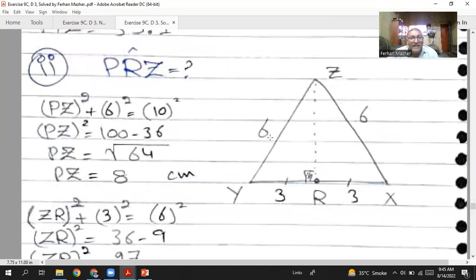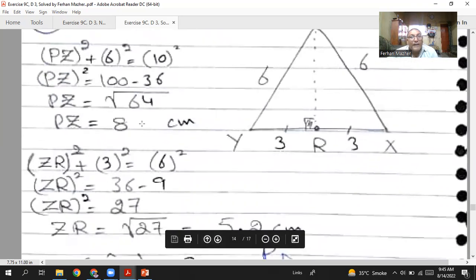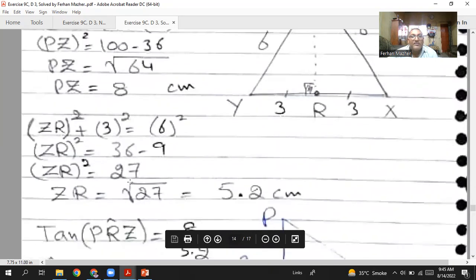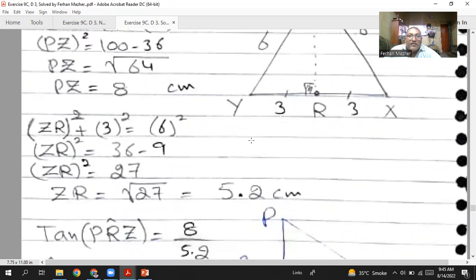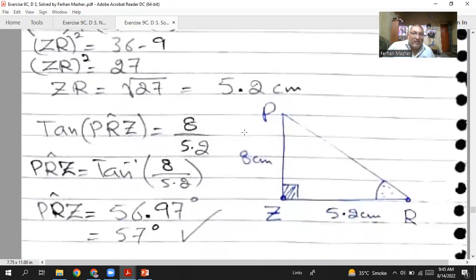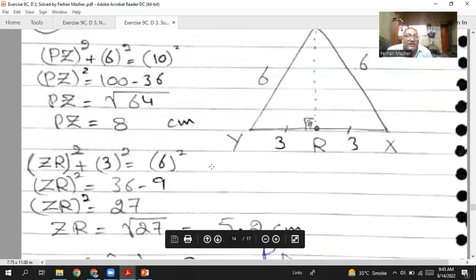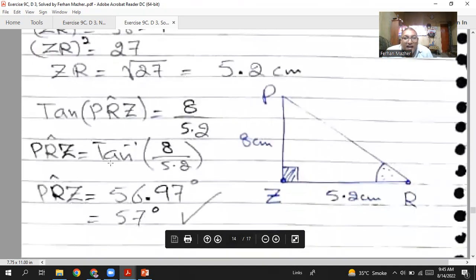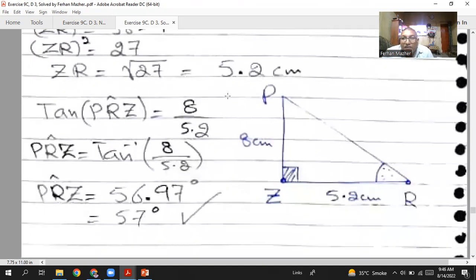Now apply Pythagoras here. So ZR square plus 3 square equals 6 square. So ZR square will be equal to 36 minus 9. ZR square will be equal to 27 and ZR will be equal to 5.2 centimeters. We took the square root of 27. So now in this triangle PZR, I know the PZ height, that's 8 centimeters, which we calculated here. And I know ZR, which we just calculated, that's 5.2.